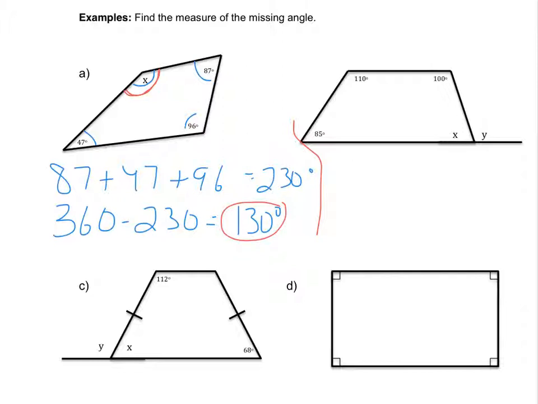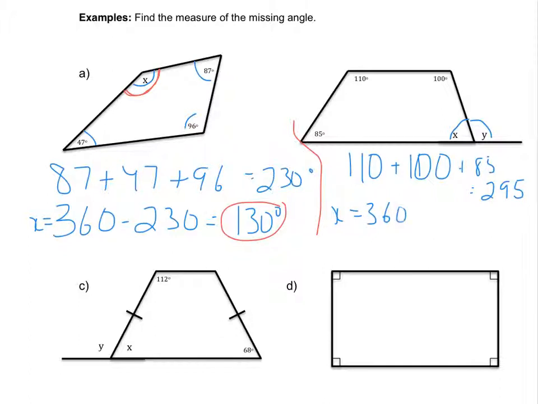In B, I have an interior and an exterior angle to find. So first I'm going to find the interior angle because I have the other three interior angles. So I'm going to add the three that I have and I see that I get 295. So to get x, x equals 360 minus the 295, which is 75 degrees. And that makes sense because x does look like it's just a little less than 90 degrees, so 75 makes sense.